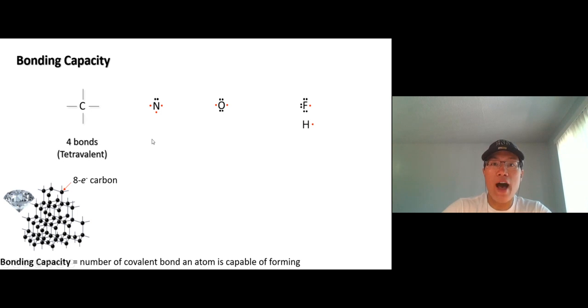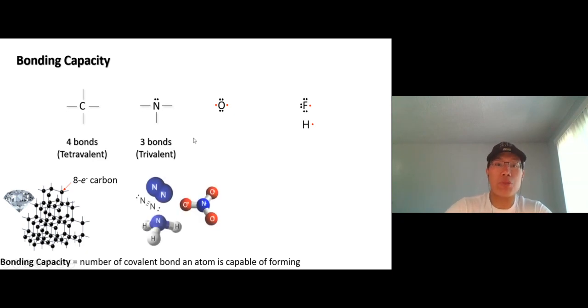Nitrogen, right? Group 5, 3 more to become octet. So each unpaired electron, not the lone pair, will go form a covalent bond. So 5, 6, 7, and 8. Nitrogen eventually is gonna have 8 electrons by forming 3 more bonds. So nitrogen usually forms 3 bonds. We call it trivalent. For example, nitrogen gas has a triple bond right there. Ammonia, so 1, 2, and 3 bonds.